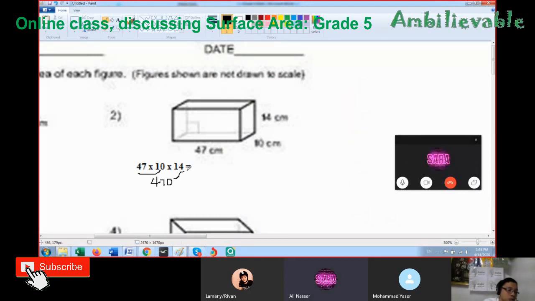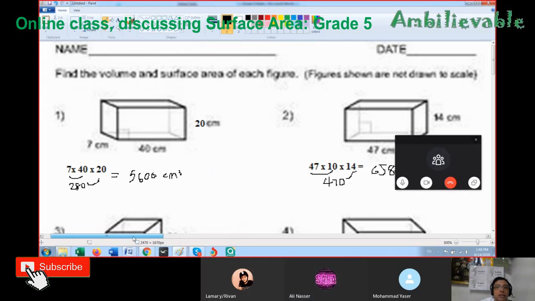470 multiply 14. 6,580. Very good. So draw the cubes, draw the rectangles and cubes. We need to draw them? No need. 6,580 centimeters cube. Correct.